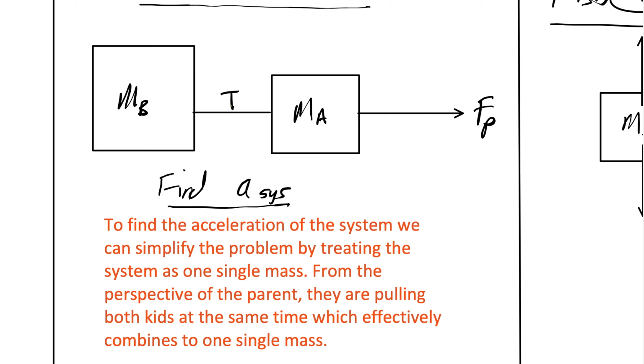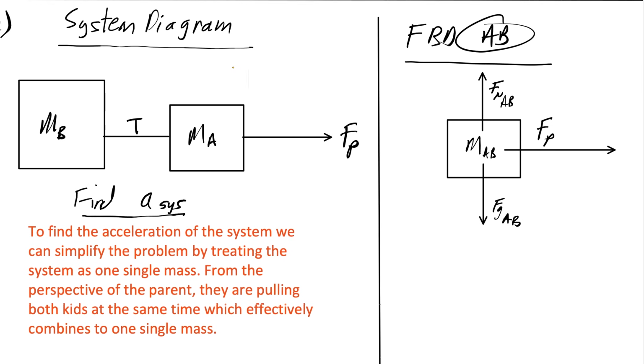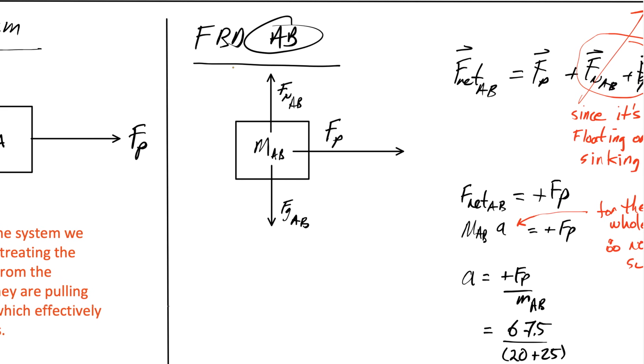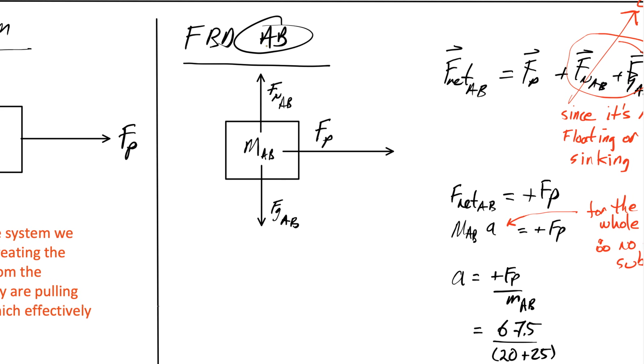But we have to assume that this rope is non-elastic. The reason is that if it was elastic, the two objects would accelerate at different rates and you'd get this weird bouncing back and forth. And of course, that makes it a much more difficult question to solve. So to solve the acceleration, we're going to treat the system as a single mass. And that's why I have the force of AB combined.